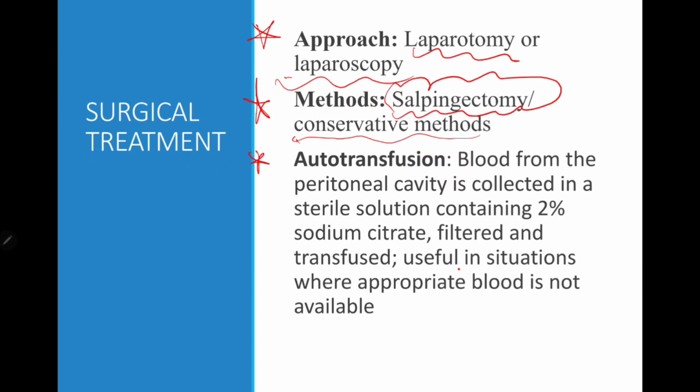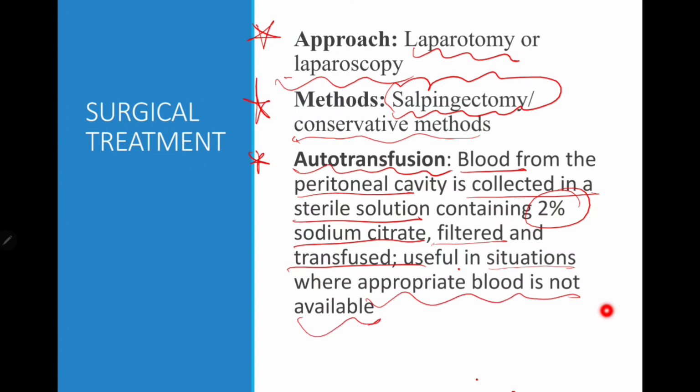Now we are moving on to autotransfusion. Autotransfusion means blood from the peritoneal cavity is collected in a sterile solution containing 2% sodium citrate, which is filtered as well as transfused. It's useful in situations where appropriate blood is not available. In such situations, the blood from the peritoneal cavity will be collected in a sterile solution containing 2% sodium citrate, filtered, and then transfused, and this is known as autotransfusion.